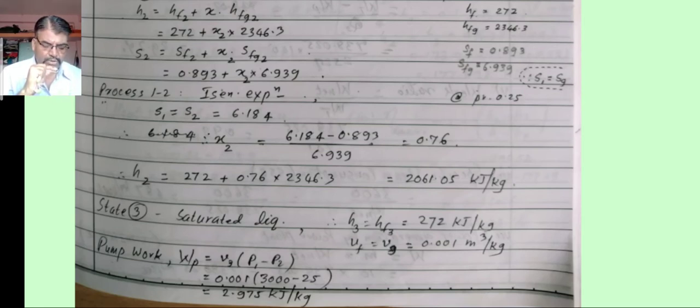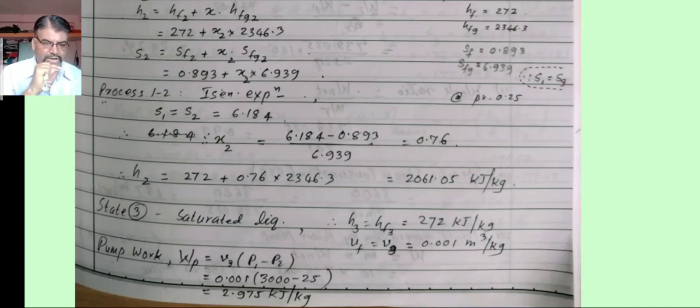Whatever value we have been given is divided by 1000. It means that the liters are converted into 0.001. The value of P1 is 30 bar, and that 30 bar must be multiplied by 100, and 0.25 also multiplied by 100. Therefore the value becomes 3000 minus 25. Therefore the answer is 2.975 kilojoules per kg, that is the pump work.